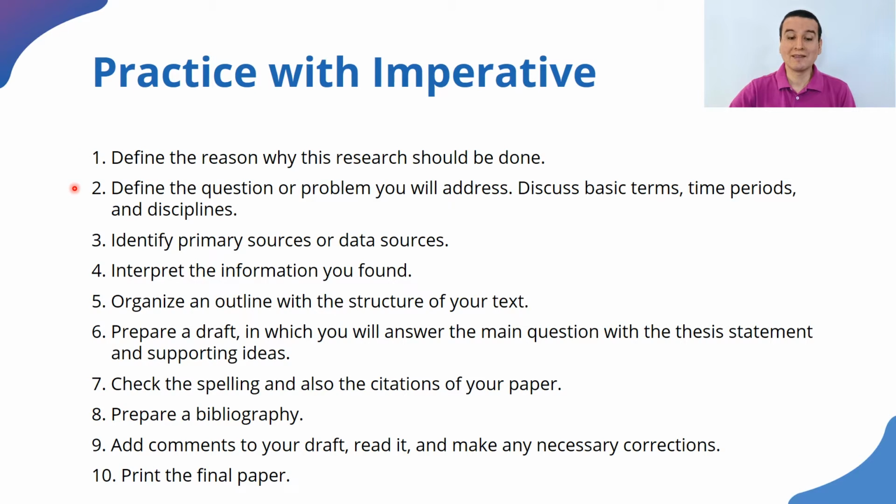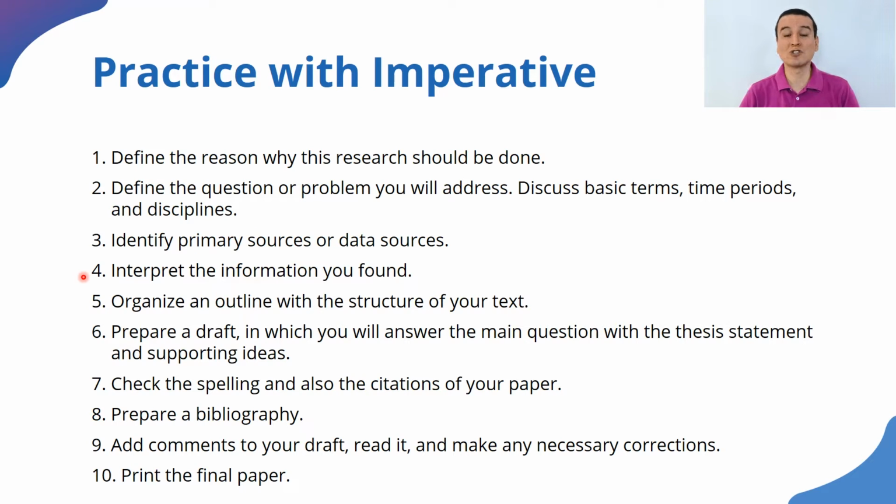Number 2, define the question or problem you will address. Discuss basic terms, time periods, and disciplines. Yes, because you need to have that clarity before you start writing, or actually before conducting your research. So some of these steps that you found here are part of the research process, actually. Number 3, identify primary sources or data sources. Number 4, interpret the information you found.